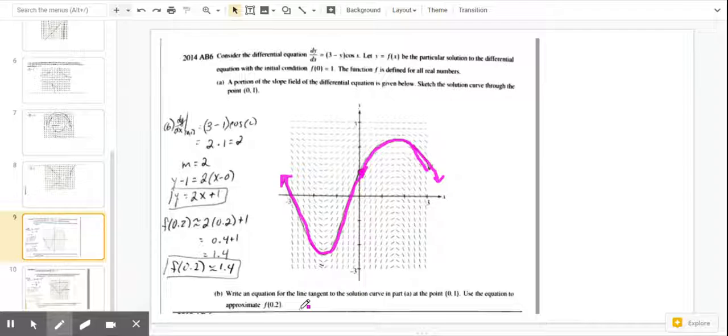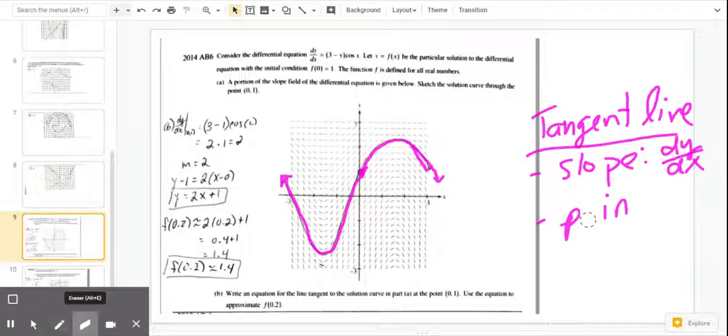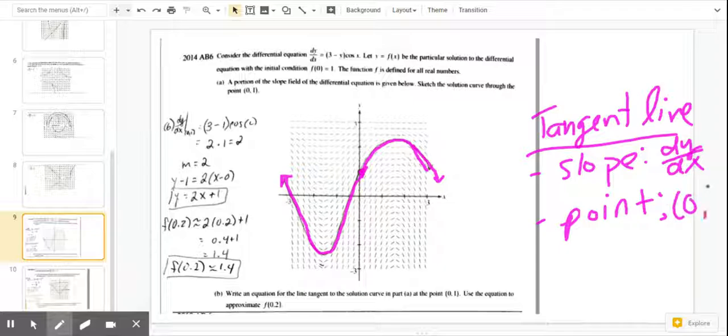Part B: write an equation for the line tangent to the solution curve at the point (0, 1). Okay, so that brings us back to tangent lines. So two things we need to write a tangent line. We need the slope of the line, which is going to be given by the derivative. In this case, the derivative is dy dx. We also need a point on the line. We are given that in this case. It's (0, 1). So really all we need to find is the slope at this point.